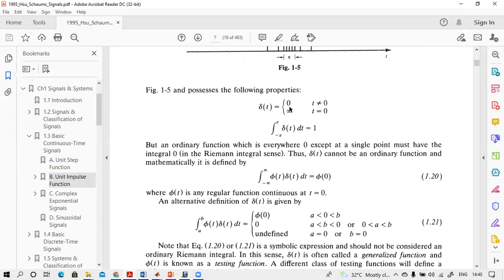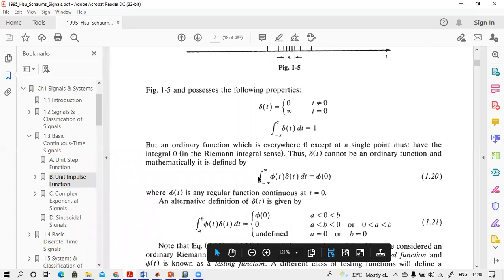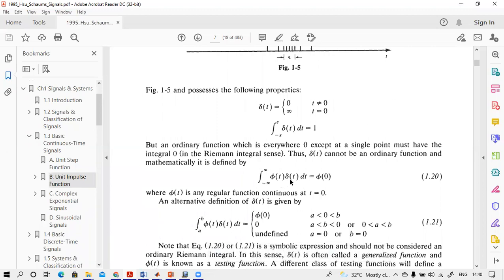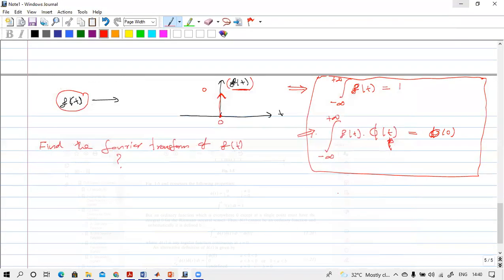Okay, so you have to remember this property. I think you have learned these things, no? When we were finding the Fourier series of the delta t function, we used this same property. I think you should remember. Keeping this property in mind, we can try to evaluate the Fourier transform of the delta t function.